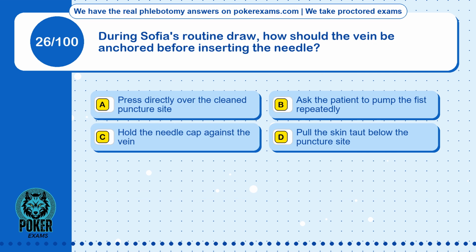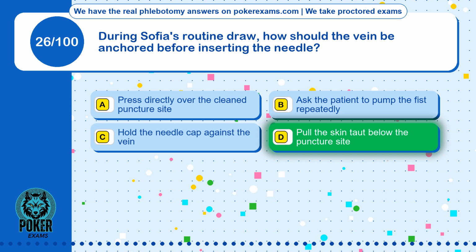Question 26. During Sophia's routine draw, how should the vein be anchored before inserting the needle? Option A, press directly over the cleaned puncture site. Option B, ask the patient to pump the fist repeatedly. Option C, hold the needle cap against the vein. Option D, pull the skin taut below the puncture site.